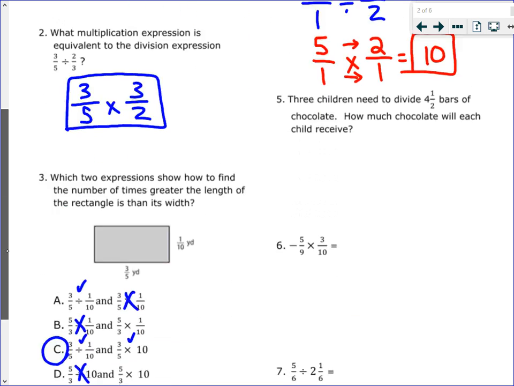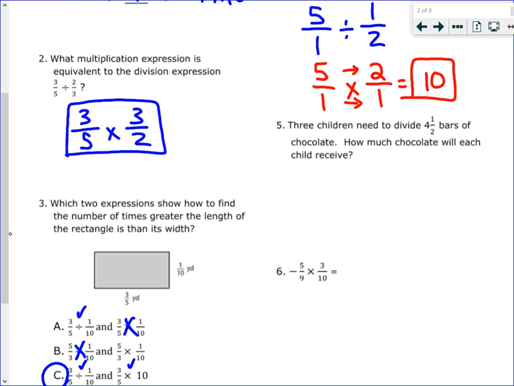Let's take a look at number 5 here. 3 children need to divide 4.5 bars of chocolate. How much chocolate will each child receive? And they helped us out there. They told us to divide. So we're doing 3 children divide 4.5. However, make sure you do this in the right order. If you were to not think about this, you most likely would do 3 divided by 4.5.